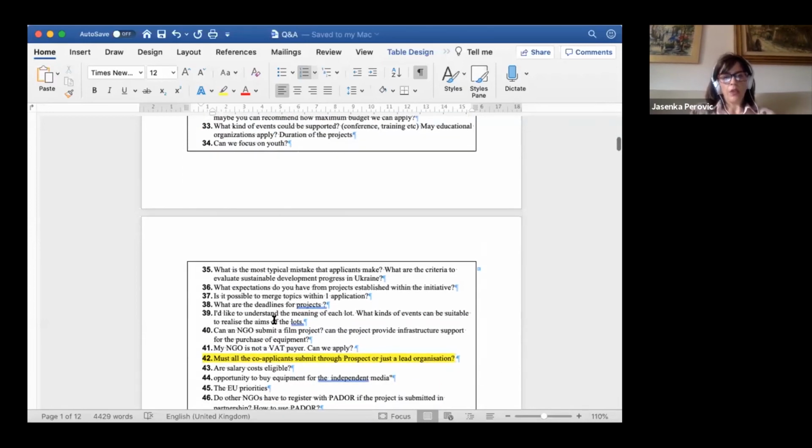Must all the co-applicants submit the project through PROSPECT or just the lead applicant? So we've said, and in the guidelines it's written, the lead applicant submits the concept note through PROSPECT. Okay. Any other questions? Let's see if I can understand.